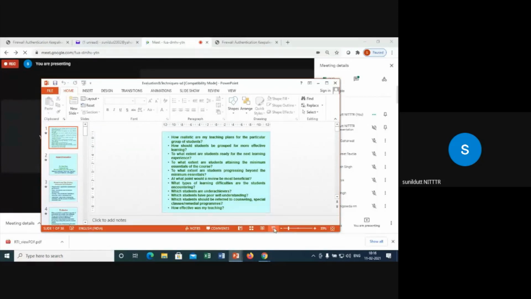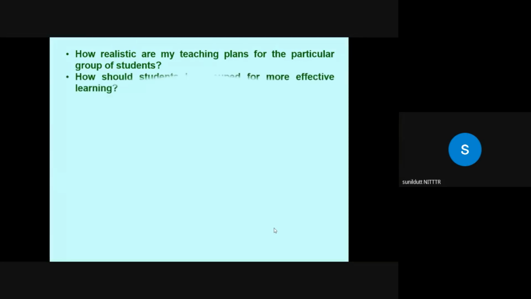So let me share with you some of the questions which require information. How realistic are my teaching plans for the particular group of students? Because there are wide individual differences among students. So a variety of students are sitting in the classroom. Some are above average, some are average, some are below average. So whether my teaching plan is relevant for different types of students sitting in the classroom.